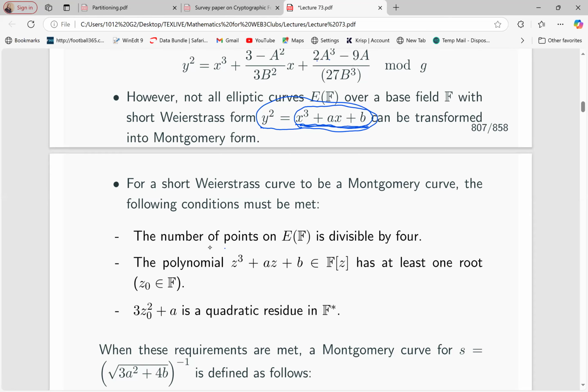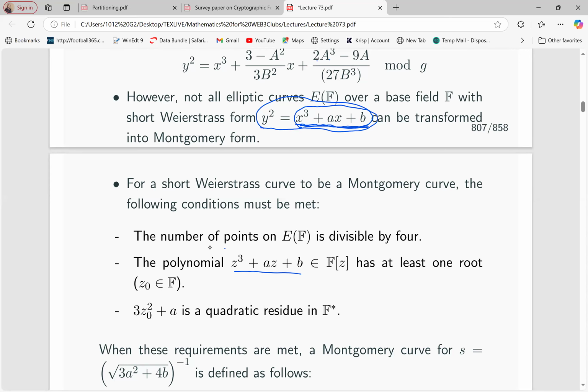Can you find the value of x? If that is possible, then this Weierstrass form has a likelihood of being converted to Montgomery. And that is the point I've said here. I've just extracted the one on the right side. Of course, I changed it to Z. There's no problem. You can even work with X.